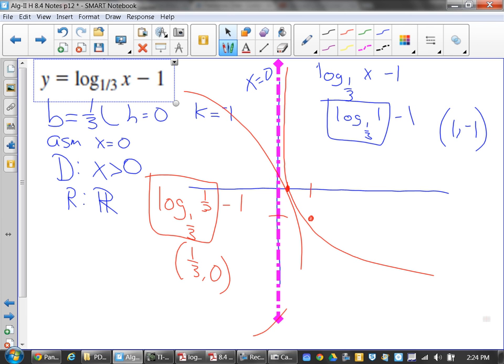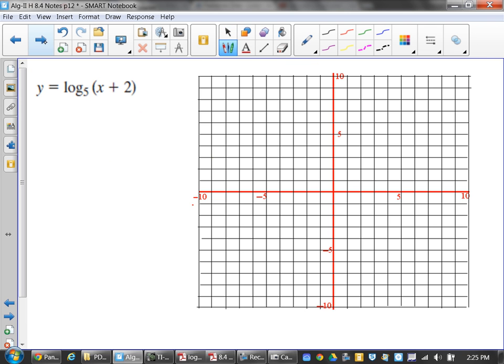For log base 1/3, what made it get you to 0 for the y value? Log base b of b is 1. Log base 1/3 of 1/3 is 1. 1 minus 1 is? 0. There you go. Let me show you the different version.